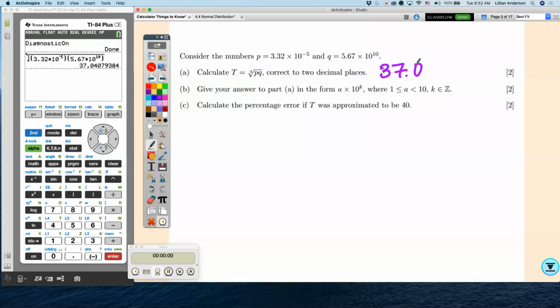Now you have to write this in this particular form, which is scientific notation, AKA standard form, where A has to be in between 1 and 10, and K has to be what types of numbers, somebody in the classroom? Integers. So how would I write part B in that form? 3.70 times 10 to the 1.